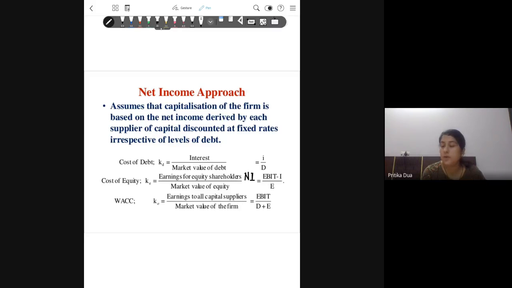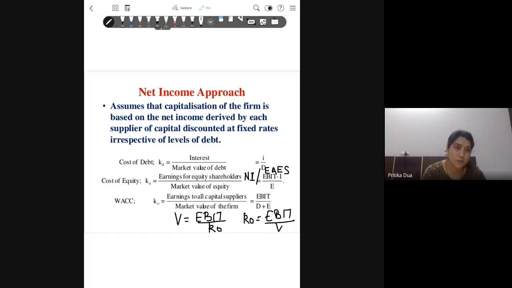But here you are assuming there are no taxes, so net income is basically your earnings available to equity shareholders, EAES, divided by the market value of equity. And weighted average cost, as I told you, value of firm is EBIT upon KO, which means KO is EBIT by V. Okay. So this is how we derive the values under the net income approach.